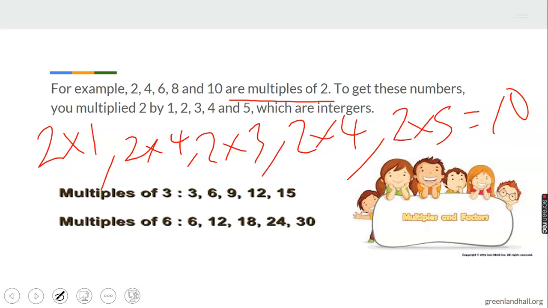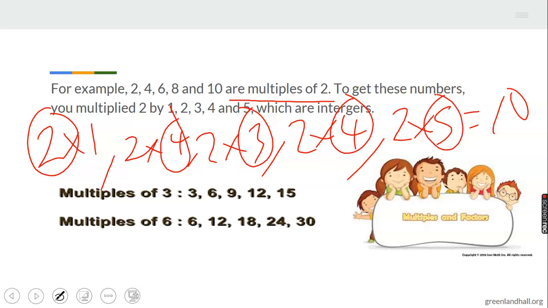So all of these numbers here, we said 2, we said 4, we looked at 6, we look at 8, we look at 10. All of them are multiples of 2. So you look for the numbers that we can multiply the multiples with that will give us the product, the exact answer.